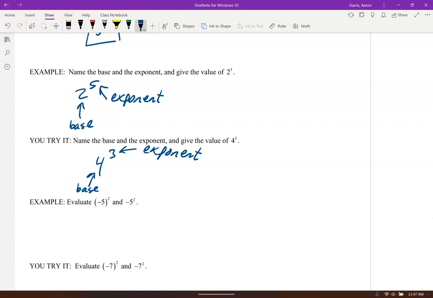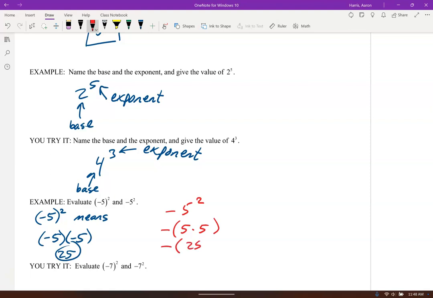-5 is being squared. So -5 squared means there's two -5s. Well, -5 times -5 is +25. Whereas -5 squared, this is different. I wish they put the parentheses around 5 squared, but they don't. What this means is you have a negative, then you have the 5 times the 5. So it's -25, right? Again, they don't put those parentheses right there, but that's what it means. It says do 5 squared first, then apply the negative out front.